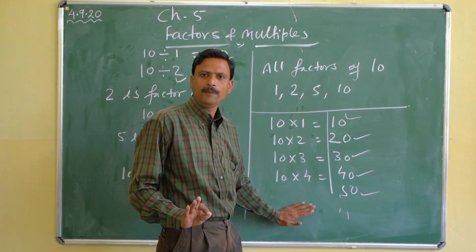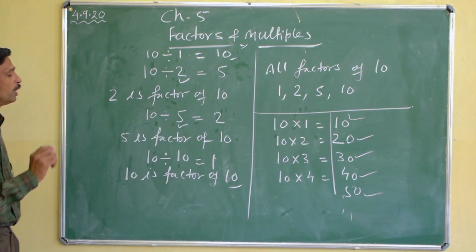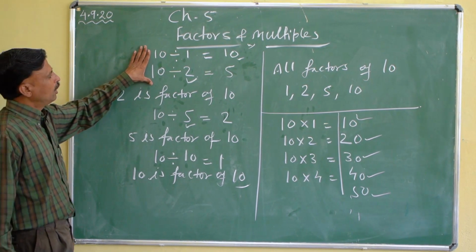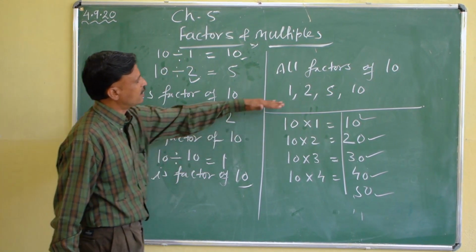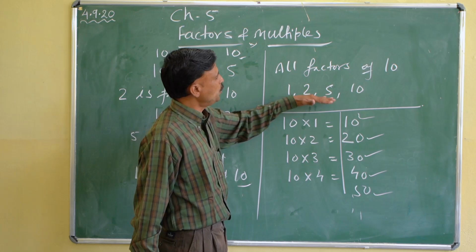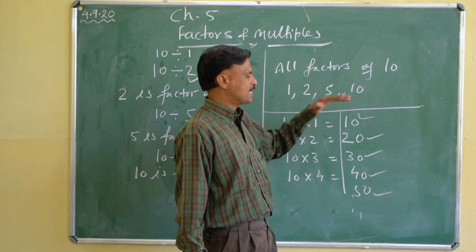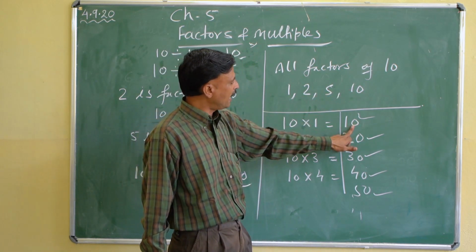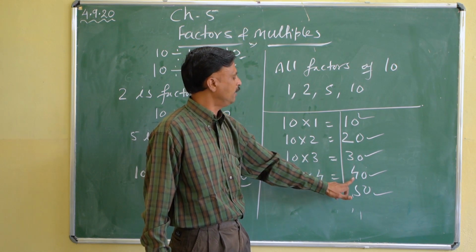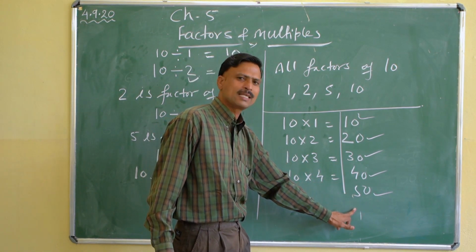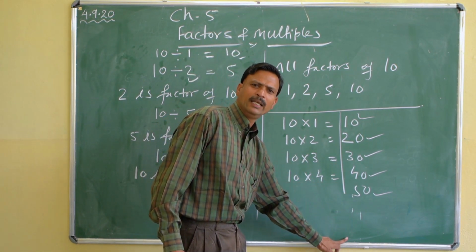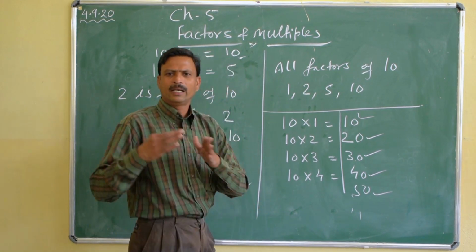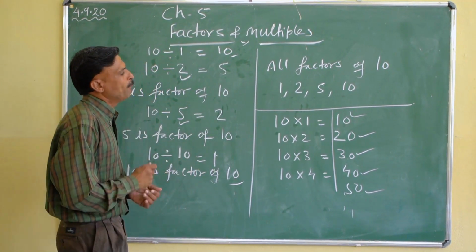Is this clear to everybody? Any problem? Okay, so these numbers are called the factors: all the factors are 1, 2, 5, 10. And the multiples are 10, 20, 30, 40, 50, 60, 70, 80, 90, then 100, 110 and so on, right?